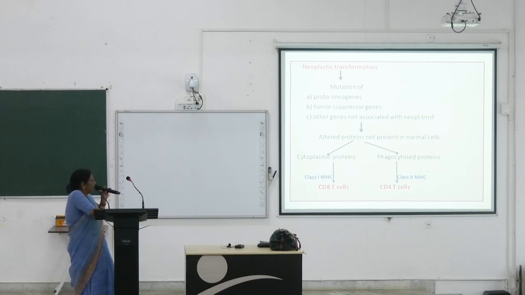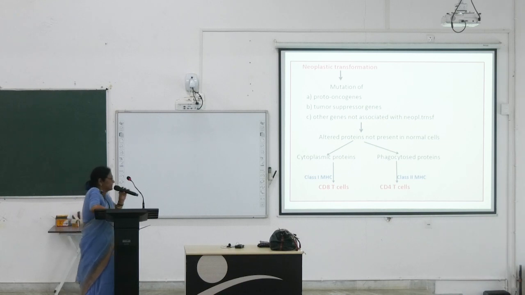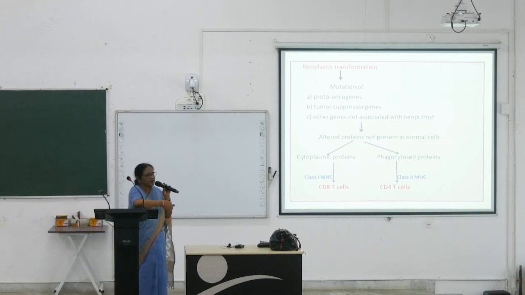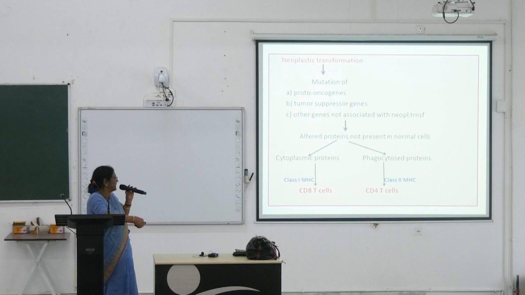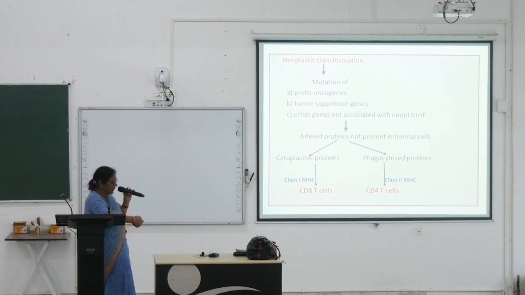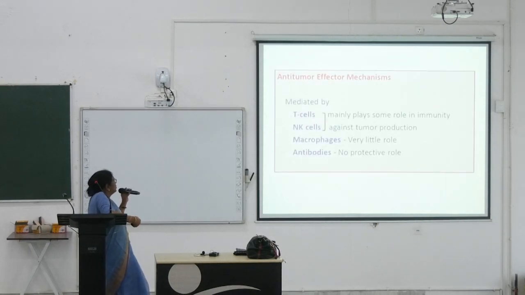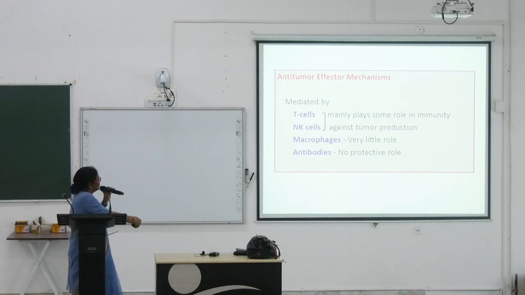And if these antigens are present on the surface, and the tumor cell is phagocytosed by the macrophage, then these proteins are dealt with by the class 2 MHC and mainly by the CD4 T cells. Anti-tumor effector mechanisms are mediated mainly by the T cell, NK cell, macrophages, and antibodies have very little protective role. These two have very little protective role. Mainly T cells and NK cells have some role in tumor immune surveillance.